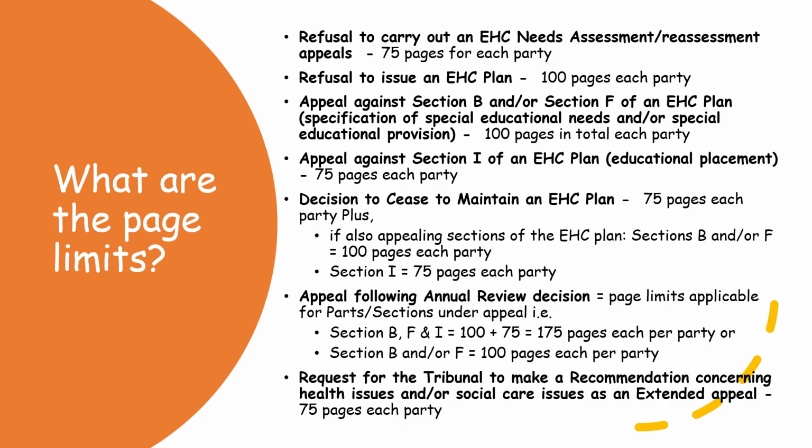An appeal following an annual review decision, page limits are applicable for parts or sections under the appeal. So for example, for sections B, F and I, it's 100 pages plus 75 pages, which is 175 pages per each party. Or if it's section B and or section F, it's 100 pages per each party. Requests for the tribunal to make recommendations concerning health issues or social care issues as an extended appeal is also got a limit of 75 pages for each party.